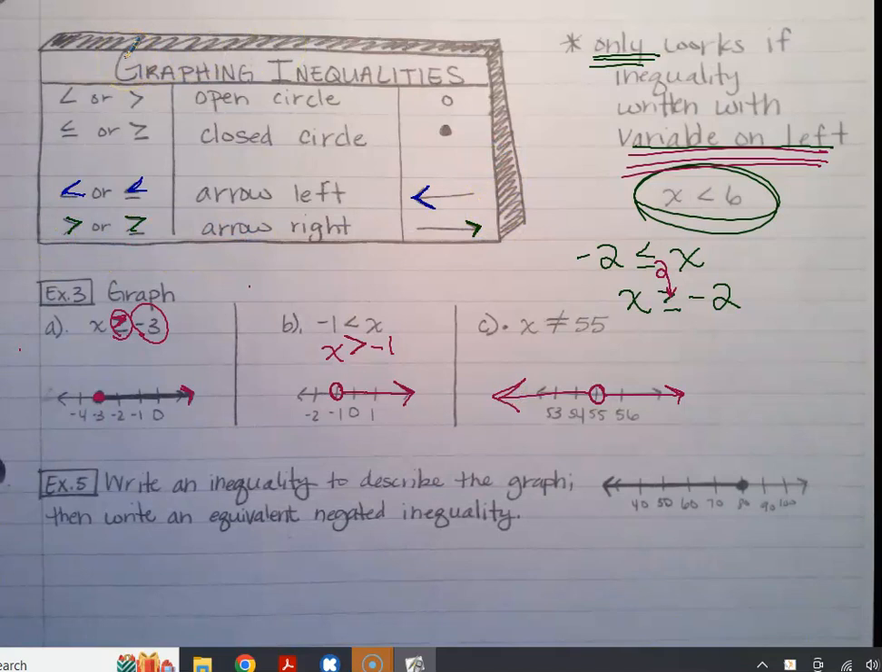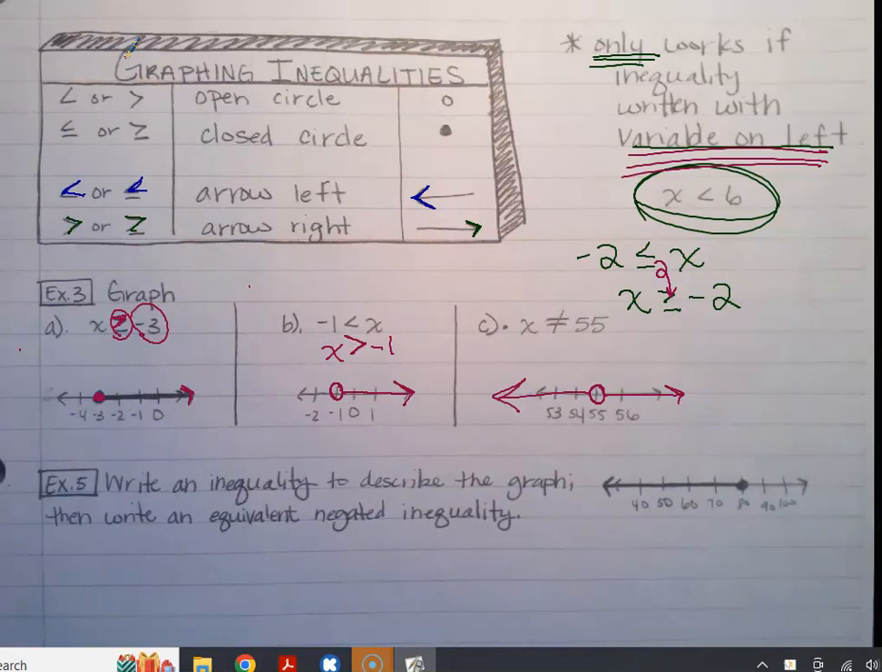If it's an equal sign, it's a closed circle because that's what it equals to. But this is a not equal sign. That's why, again, it's kind of tricky. It's not the answer, because the closed circle means that number is included.